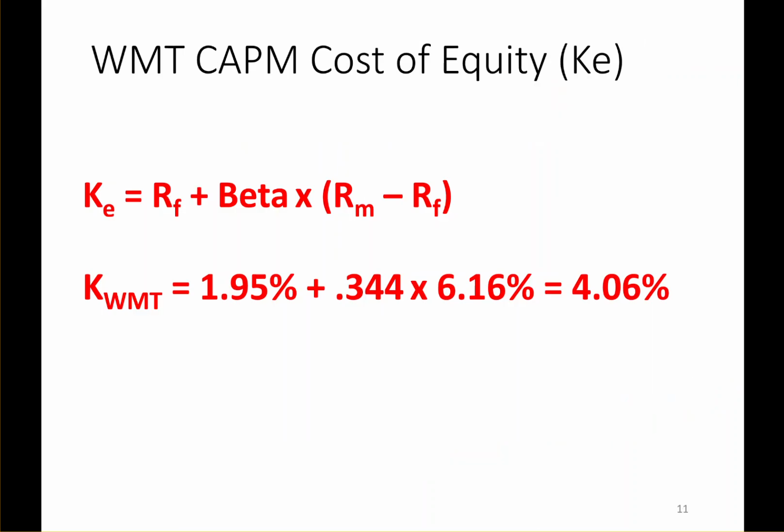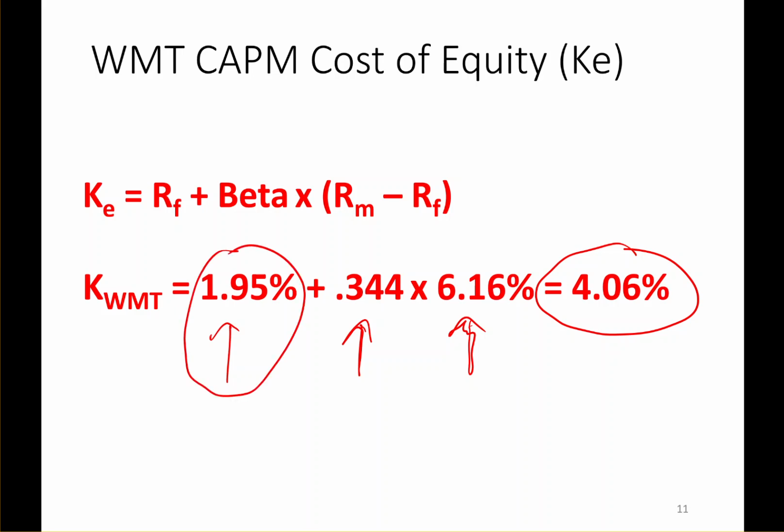So here's my formula for the CAPM rate of return for Walmart. At the time of this valuation, 10-year treasuries were 1.95. I estimated the beta to be 0.344, and I estimate the expected return of the market over treasuries to be 6.16. Therefore, I should demand 4.06 return for Walmart stock. I'm going to demand at least 1.95 because a risky stock has to at least give me the return of a risk-free asset, and the compensation for risk, well, that's the other 2%, and that gives me 4.06.